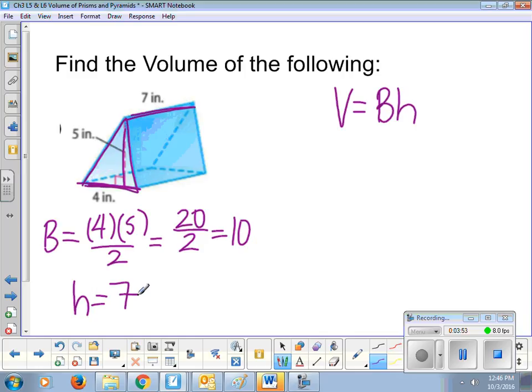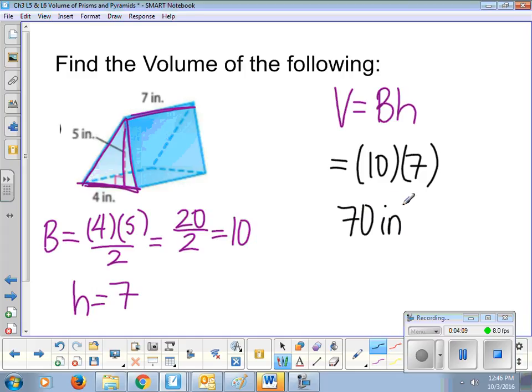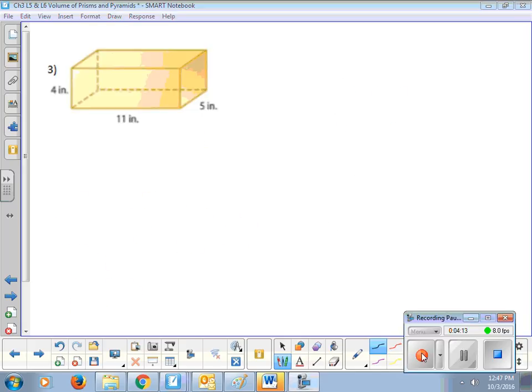My height connects our two bases, and we get 7. Plug that value back into your formula. Area of the base is 10. Our height is 7. 10 times 7 gives us 70. We have inches, and since it's volume, we're using units cubed.